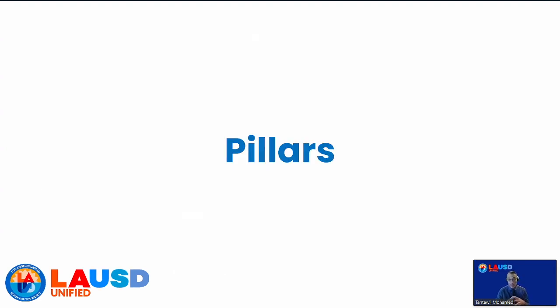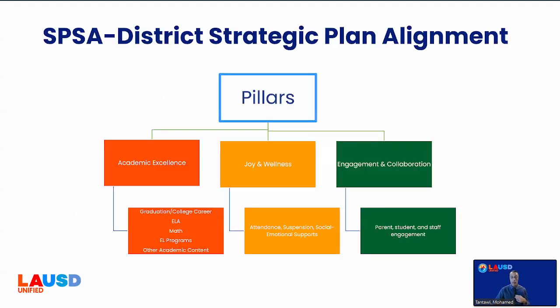Now, the next set of tabs in the plan will be the pillar pages. And this is really the heart of your plan, because this is where you're going to give us the narrative that describes how you are supporting the needs of your students to improve academic achievement, as well as parent engagement at your school site.